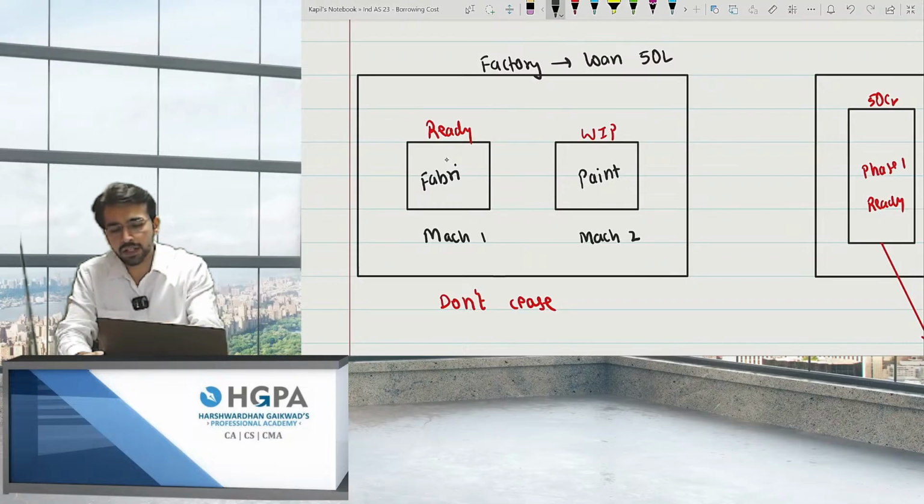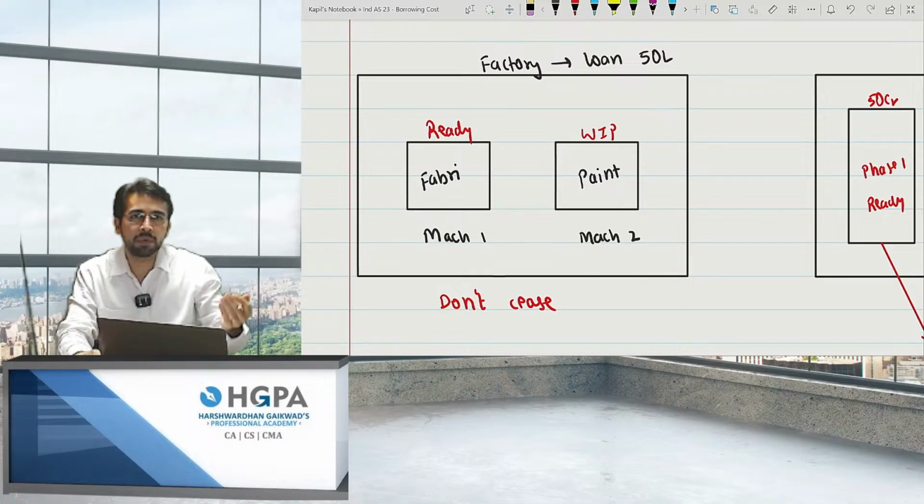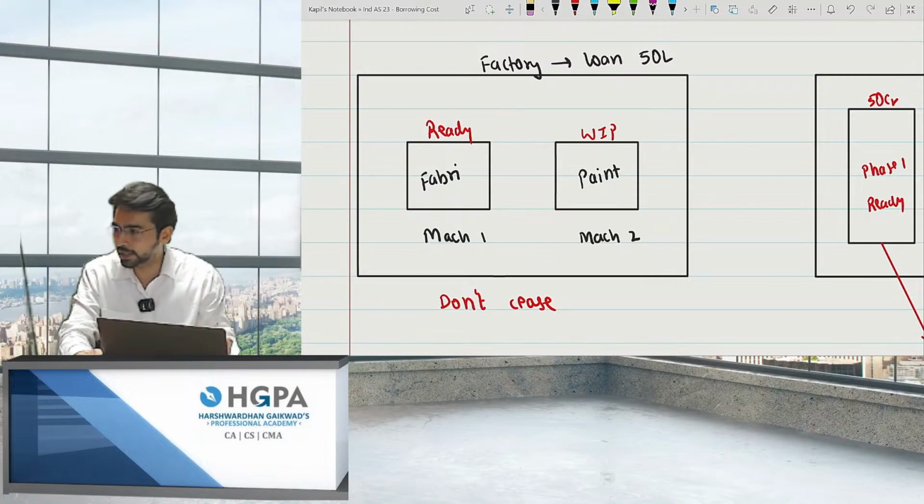Since the fabrication machine is incomplete without the painting, obviously no one will take the fabricated product unless and until it is painted, and therefore it is not complete yet. If it is not complete, it is in WIP process, and therefore you cannot cease it, you cannot stop capitalizing. You still continue to capitalize till the asset is ready for its intended use.